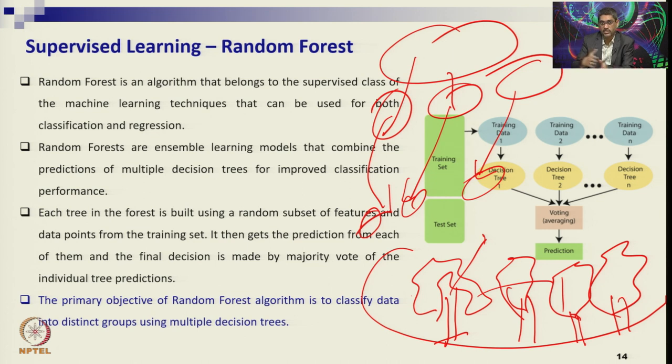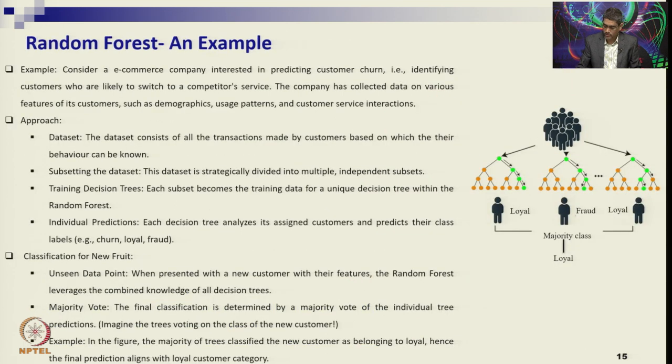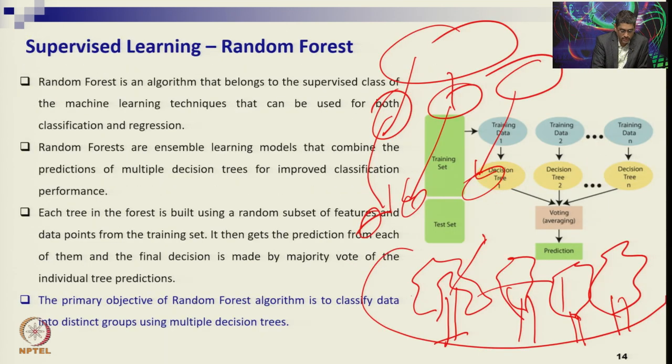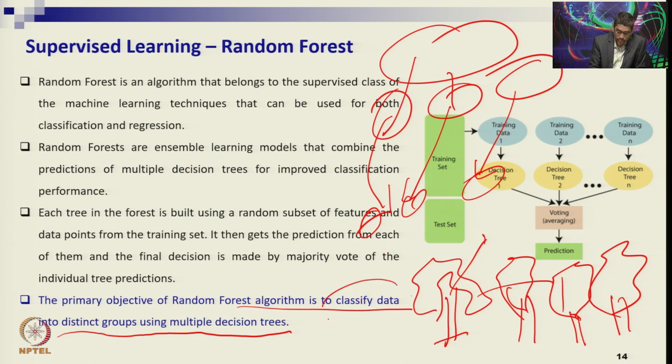It is just an extension of the decision tree. Look at the definition here. The primary objective of the random forest algorithm is to classify the data into distinct groups using multiple decision trees. Classify the data, look at that, classify the data.